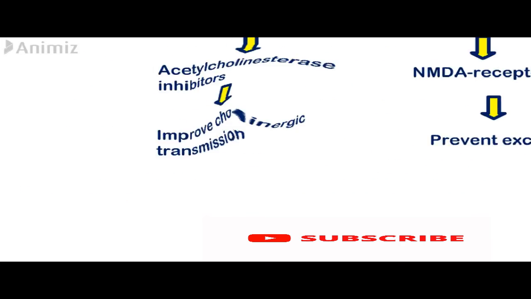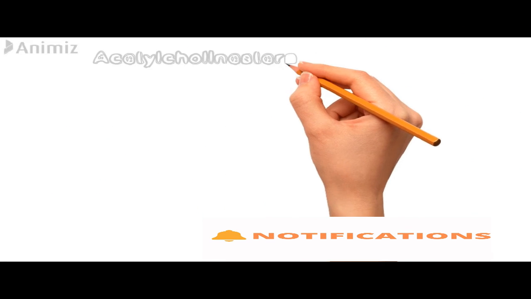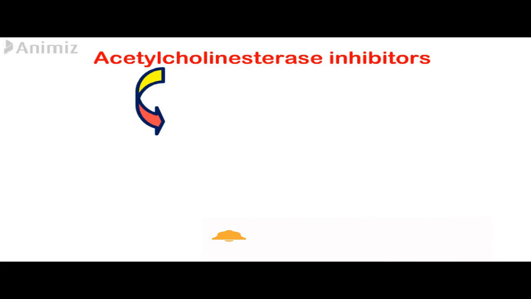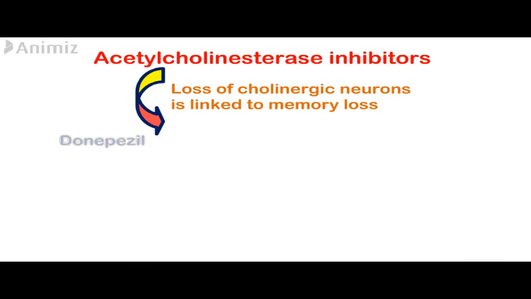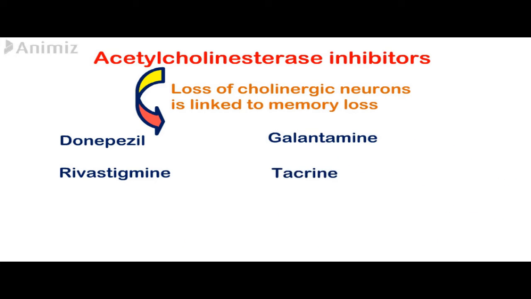Studies have linked the progressive loss of cholinergic neurons and possibly cholinergic transmission within the cortex to memory loss, which is a hallmark symptom of Alzheimer's disease. That's why it has been shown that inhibition of acetylcholinesterase within the CNS will improve the cholinergic transmission, at least in the neurons that are still functioning. Examples of these drugs are donepezil, galantamine, rivastigmine, and tacrine.